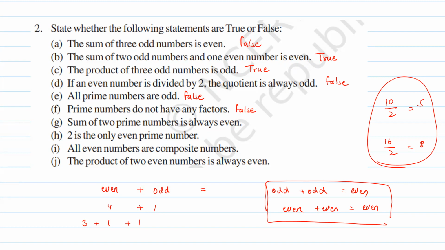Sum of two prime numbers is always even. If we add any two prime numbers, then is the sum of those two prime numbers always even or not?